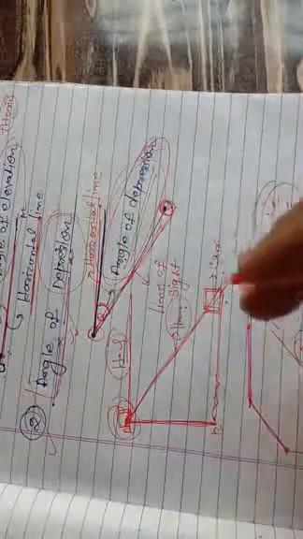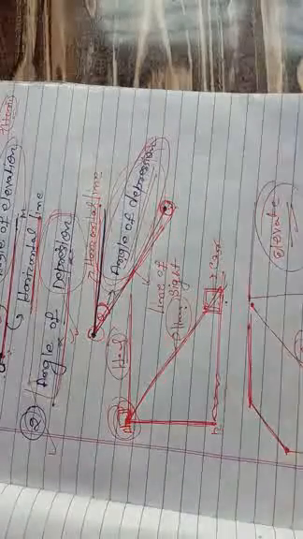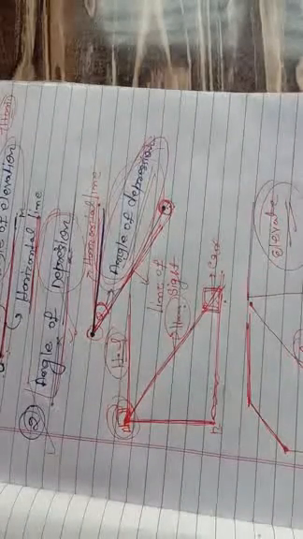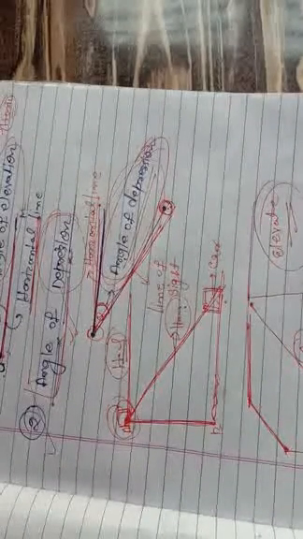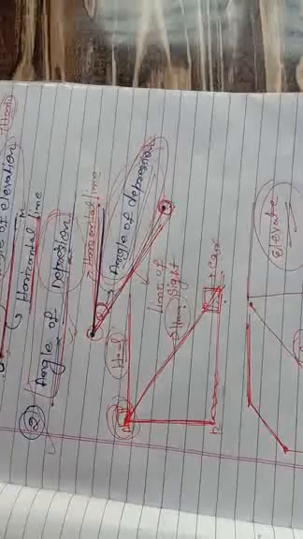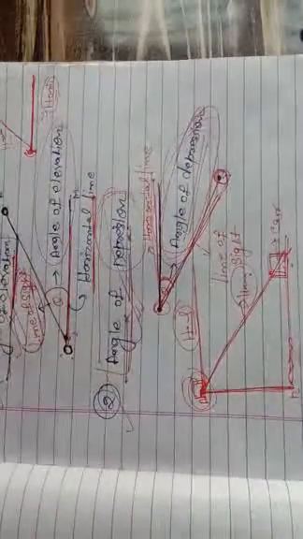And if you see an object which is present above your head, suppose you are watching something in the sky, the angle which is formed is called the angle of elevation. This is the angle of elevation, and this is your angle of depression. So these are all about the angle of elevation and depression.